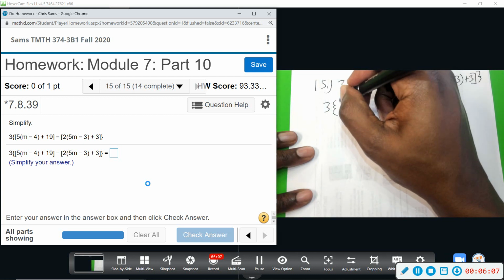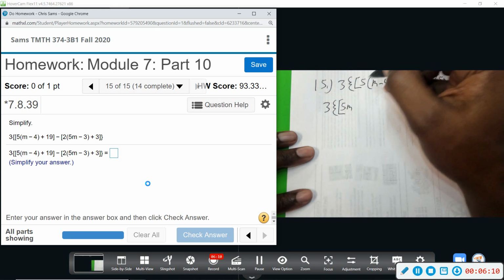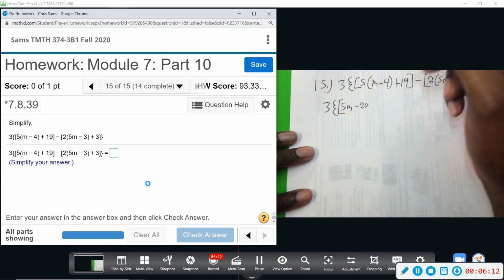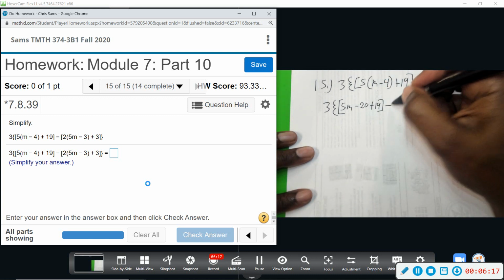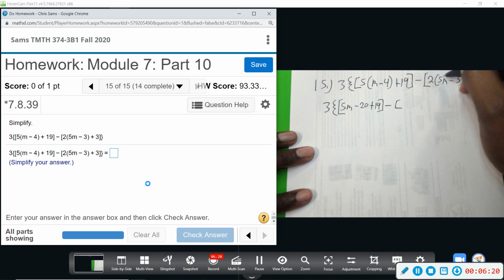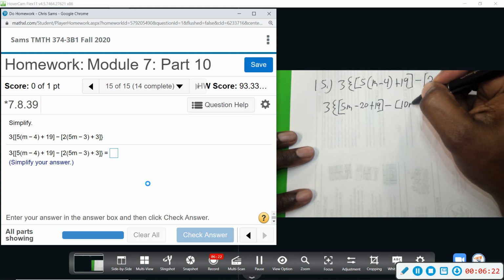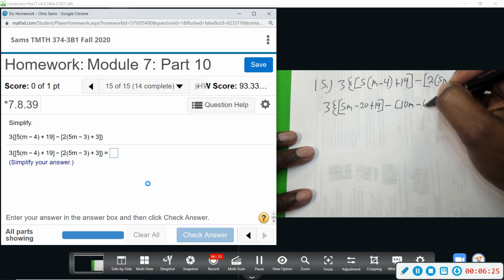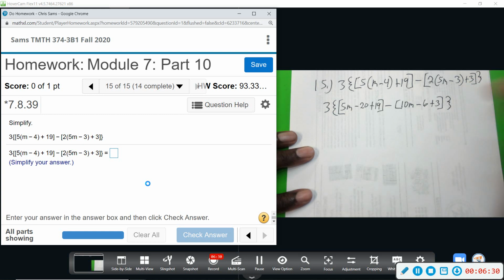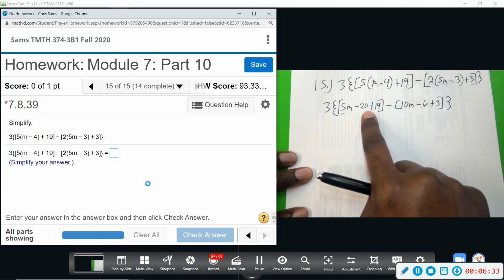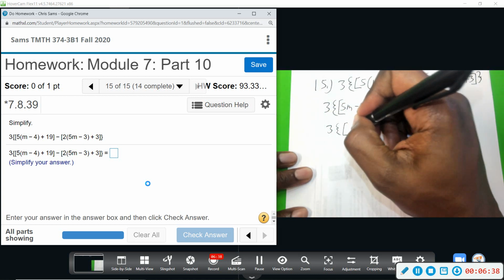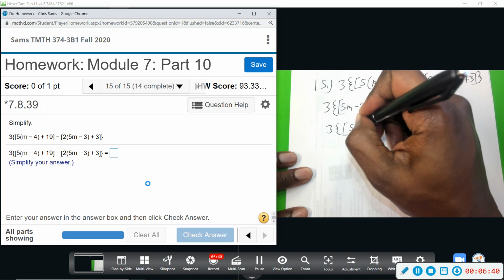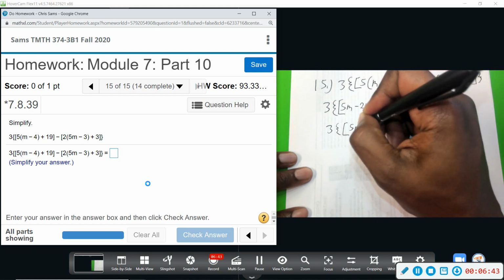5m, this is inside square bracket, and then 5 times 4 is negative 20, and then plus 19. So that's the first square bracket. And then we have 2 times 5, which is 10m, minus 6, and then plus 3. All right, we'll simplify this. So 3, and then 5m minus 1.